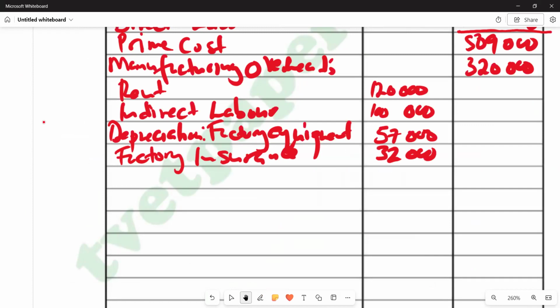Right, so we have listed everything. We can add all the overheads that we have listed there to see the total. Whereby we are saying 120,000 plus 100,000 plus 57,000 plus 32,000. And then we are going to get 309,000. So if you add them, you see that you are going to get 309,000. And this becomes the total actual overheads.